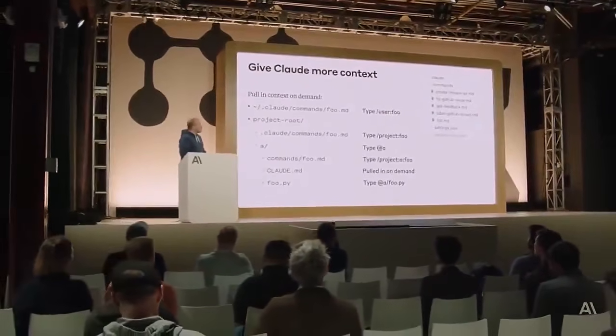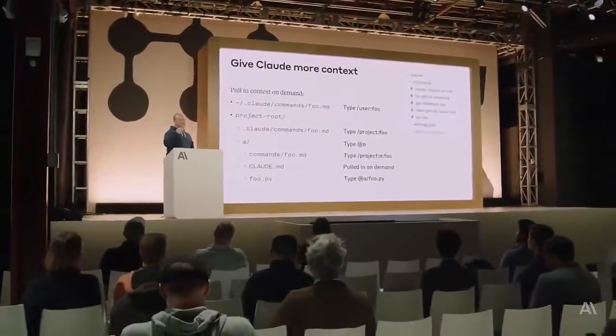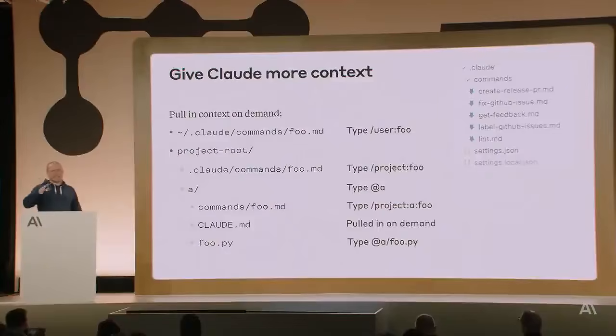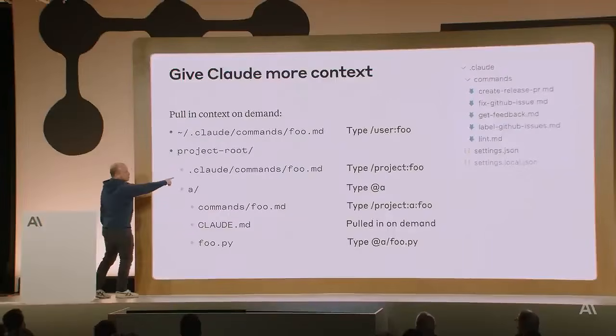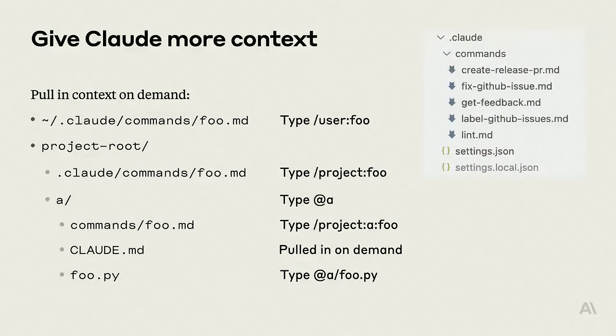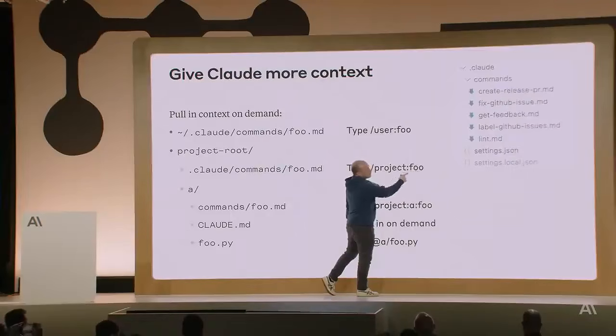There's a ton of ways to pull in context. I actually had a lot of trouble putting this slide together just to communicate the breadth of ways you can do this. But Claude MD is pulled in automatically. You can also use slash commands. So this is .claude/commands, and this can be in your home directory, or it can be checked into your project. And this is for slash commands. And over here, we have a few examples of the slash commands that we have in Claude Code itself.